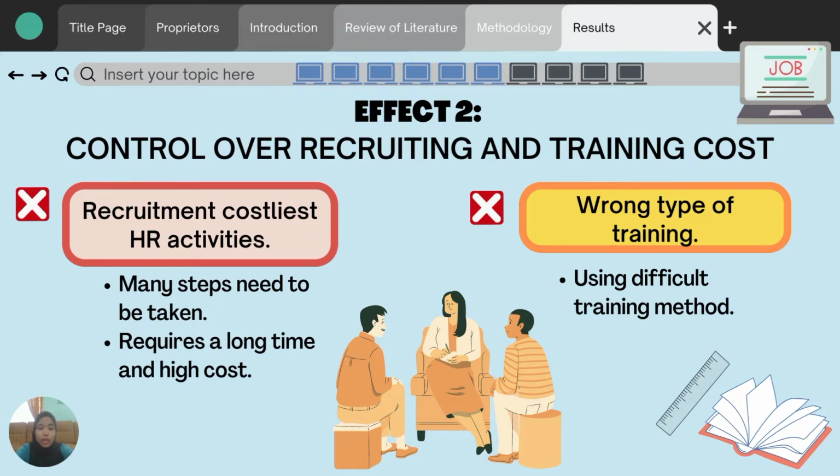Next, we have the wrong type of training. Using a difficult training method, the wrong type of training or an overly complicated form of training can result in a higher business cost than the resulting learning will help the business.